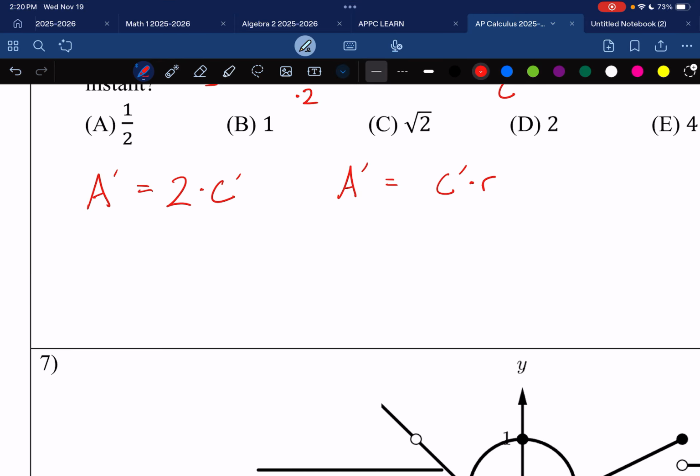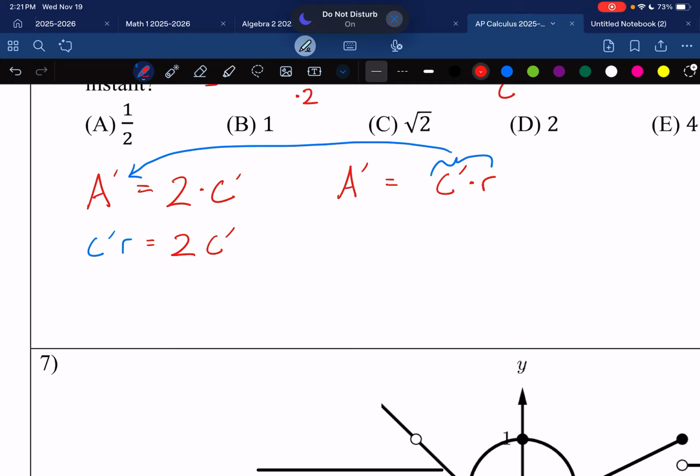Now they're exactly the same. And hey, if area prime is c prime times r, this area prime is also c prime times r. So let me go ahead and swap that out. I can say this c prime times r is going to be plugged in to this a prime, meaning I have c prime r, which is equal to 2c prime.